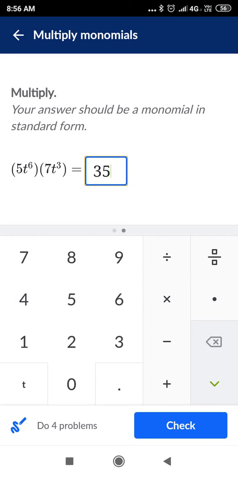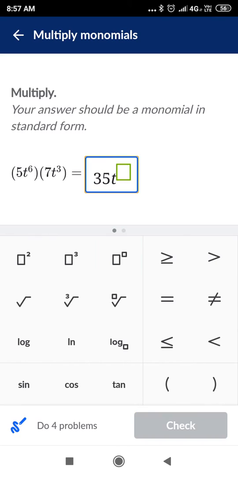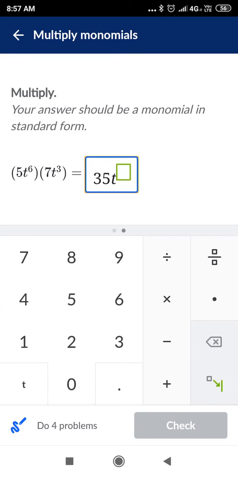And the third component is the variable, which is t to the power 6 into t to the power 3. When the base is the same, the indices are added. So when t to the power 6 is multiplied by t to the power 3, it will become t to the power 6 plus 3, or t to the power 9. We'll check.